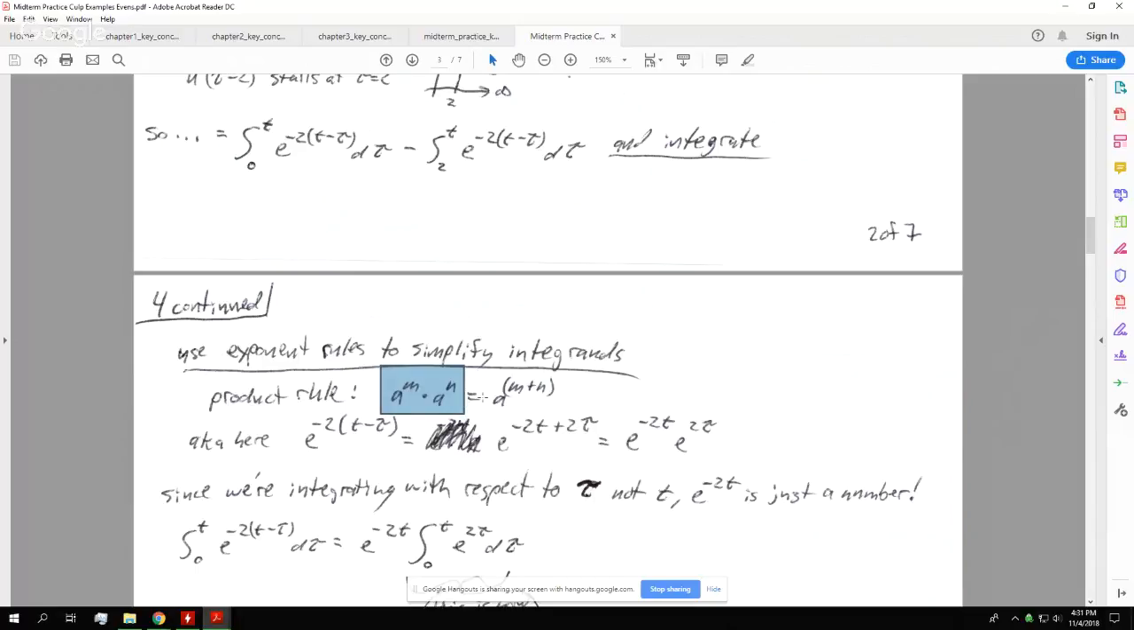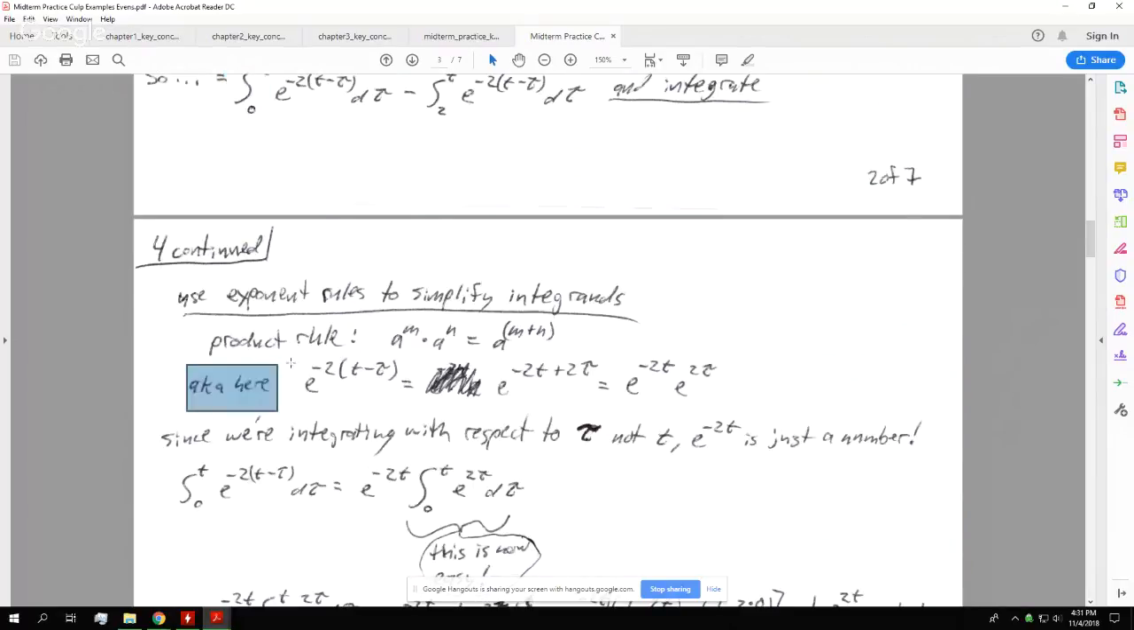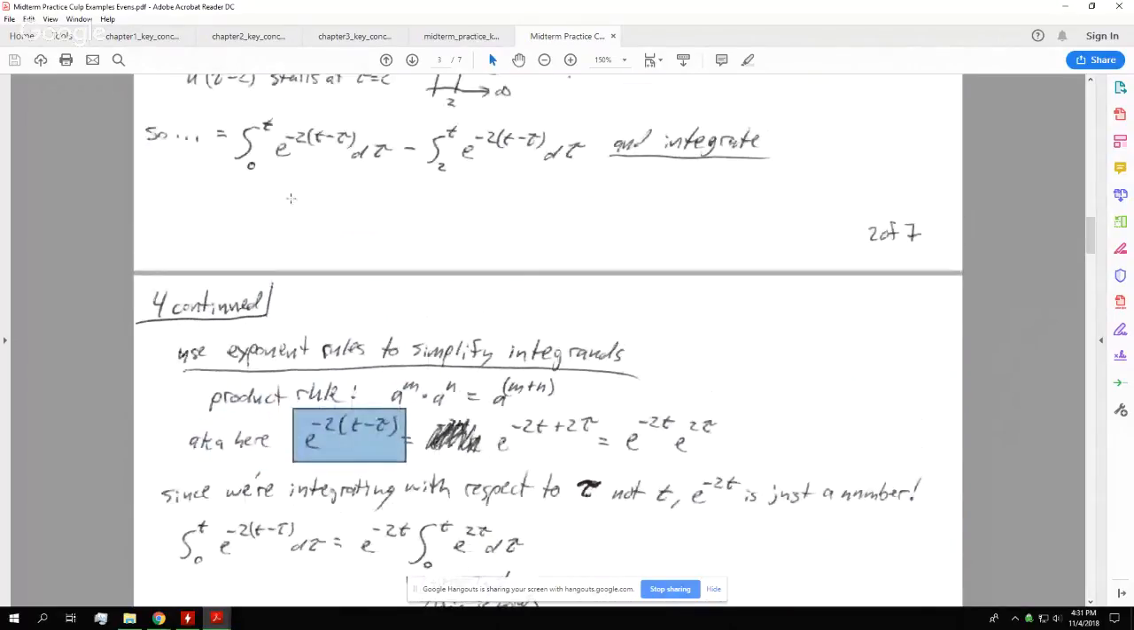What that allows us to do is, since our variable of integration is tau and not t, that means that t is treated as a constant, and it can be put in front of the integral symbol. So let's go ahead and do that. And here I've shown that. So if our expression is e to the minus 2 quantity t minus tau, well, first let me distribute this minus 2. That's what I've done here. And then I'm going to turn it into my two numbers here using this product rule.